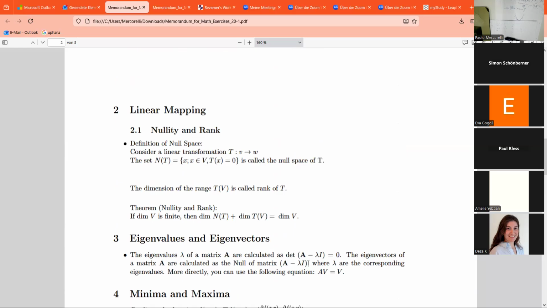You can apply it directly as today, the null of the matrix, or in the lecture, I did both. This one you can also use: A multiply V equals lambda V. I have to correct here.